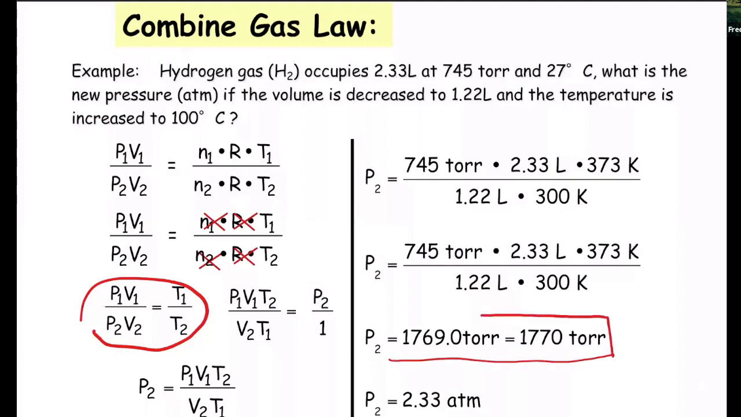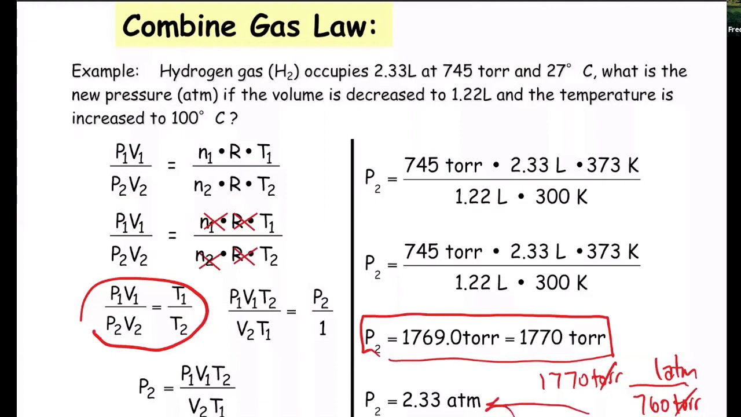But if the question is, what is the pressure in atmospheres, then just take your answer, 770 torr, and remember that 760 torr equals 1 atmosphere. You do your dimensional analysis. And when you do that, this is the number that you get.